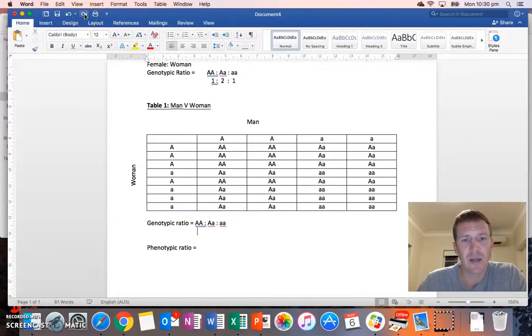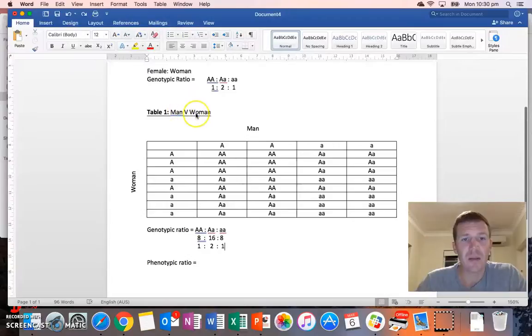So my genotypic ratio, okay, the possibilities are big A big A, big A little a, or little a little a, okay, and I count them up, and I end up with a situation of 8 is to 16 is to 8, okay, but when I simplify that, 1 is to 2 is to 1. Okay, so basically when man and woman are crossed, the two, whatever they are, let's call them cats, the genotypic ratio is 1 is to 2 is to 1.